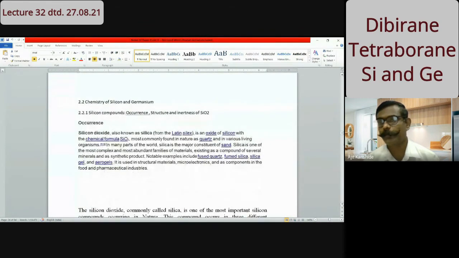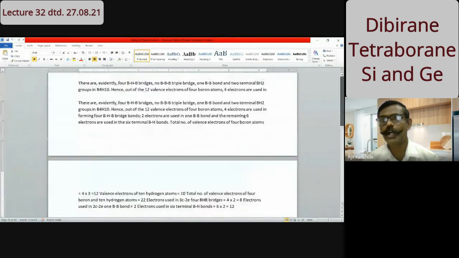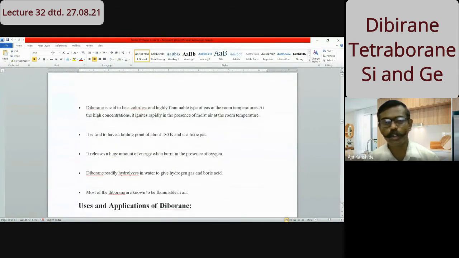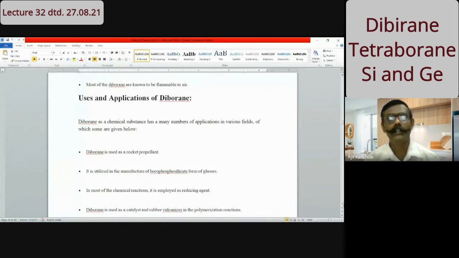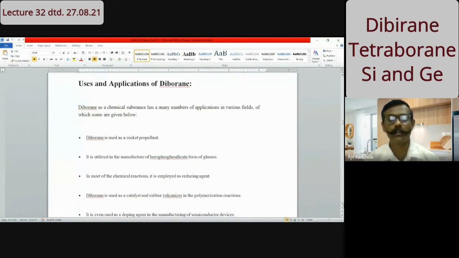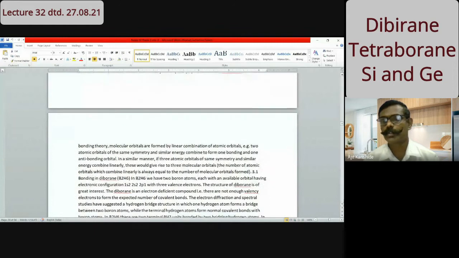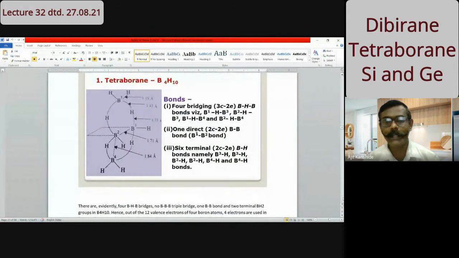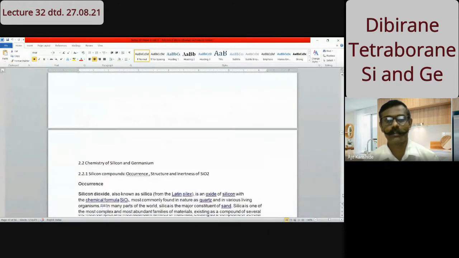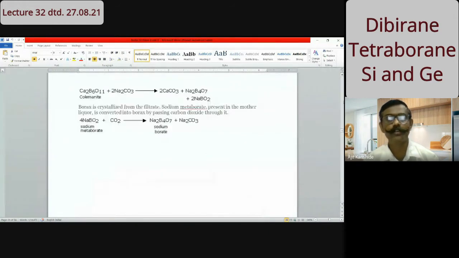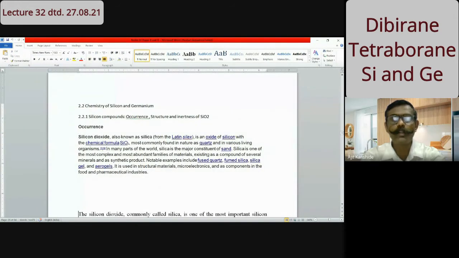One thing I forgot: applications of diborane. I think I told you about diborane. Yes, I told. Sorry, I repeated that. It's a rocket propellant and all that, I discussed that part. So diborane and tetraborane, these two compounds we have discussed. Any question about that? Any doubt? No doubt. Now I move to the next point.